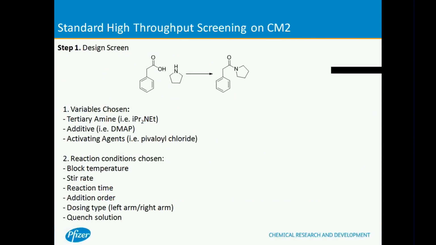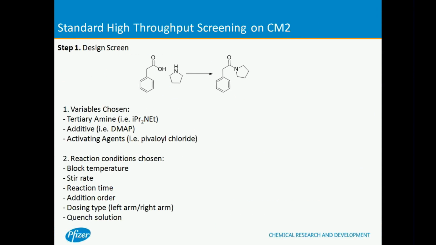This is an example of a standard high throughput screen on the Core Module 2. This is a screen we actually ran using a standard commercially available carboxylic acid and pyrrolidine as you need for an amidation screen. We use this screen as actually our comparison between the different platforms that we run.